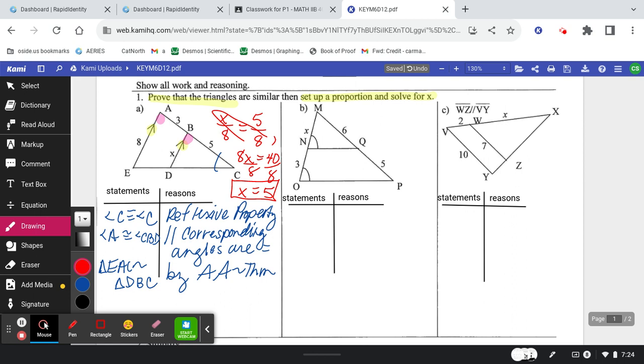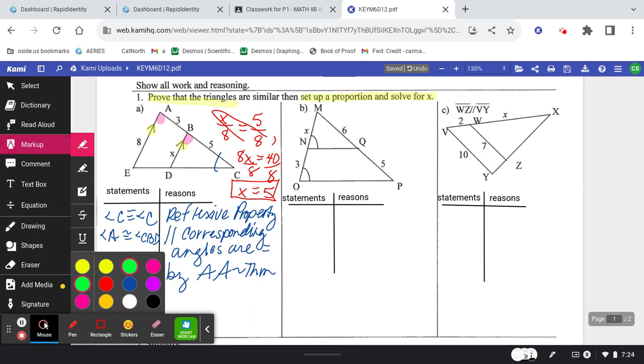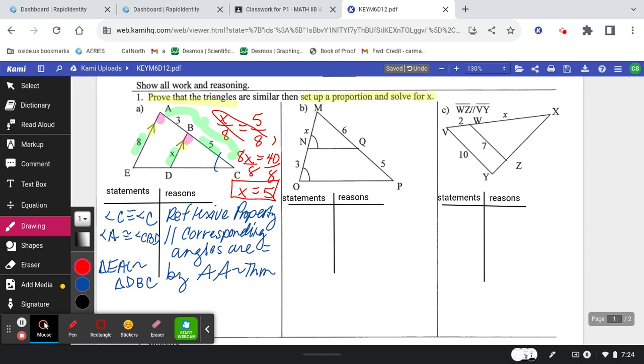So let me just show you one more time how we set up that proportion. Small is to big as small is to whole side, 5 plus 3 is 8. And so we said x is to 8 as 5 is to 8. And so x is just 5.